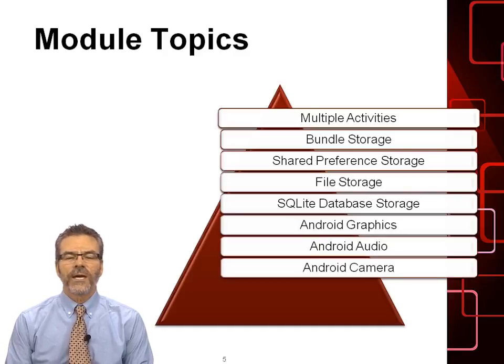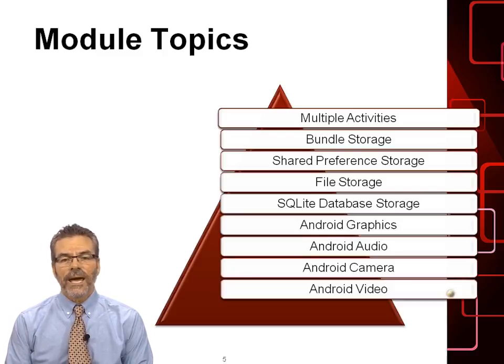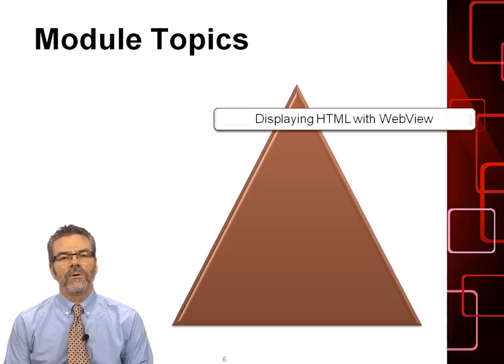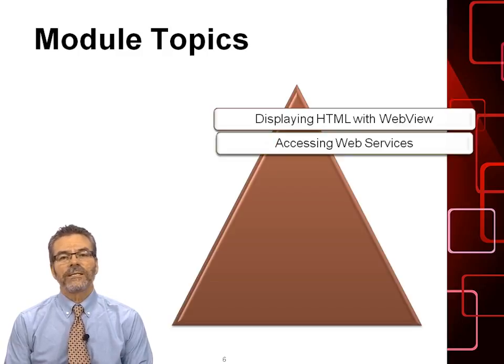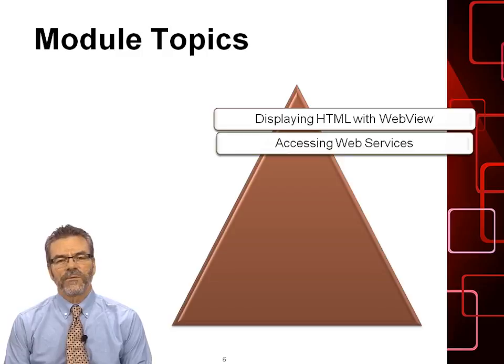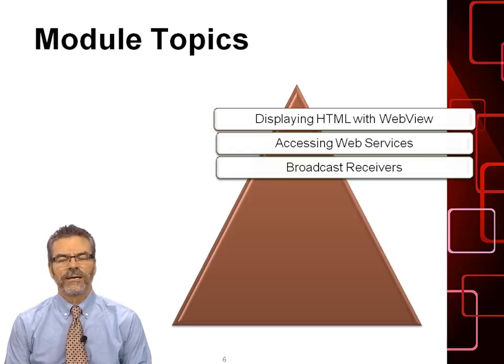We'll look at how you use the camera. For example, how do you take a photo using your camera, and how do you take video? We'll learn how to do both of those as we go through this course. But there's more. We'll learn how you take HTML and put it inside a web view and make that part of your application, as well as learning how you can access web services. So for example, there may be a web service, let's say, that provides stock information, and you could go out to the web service, grab the information, and display that as part of your application.